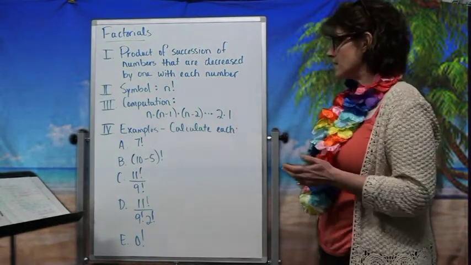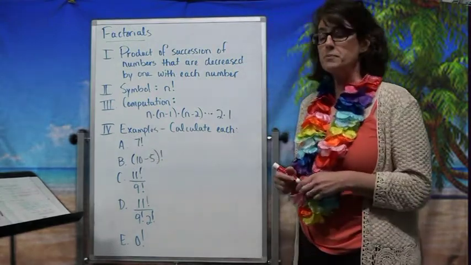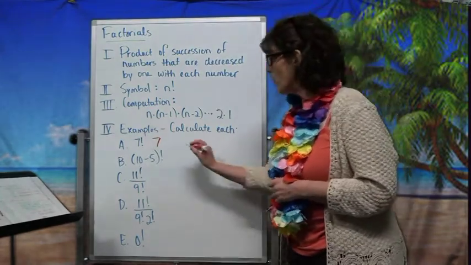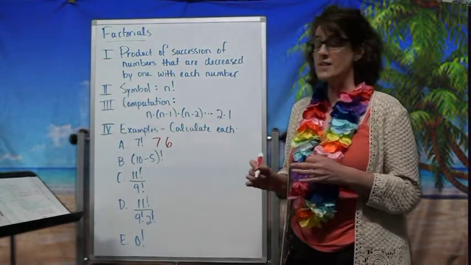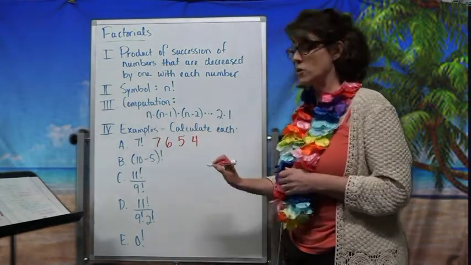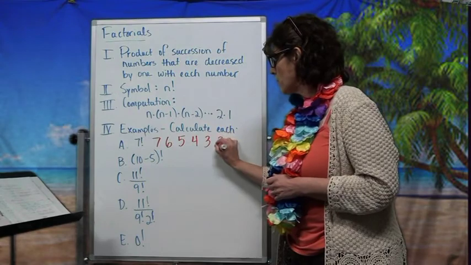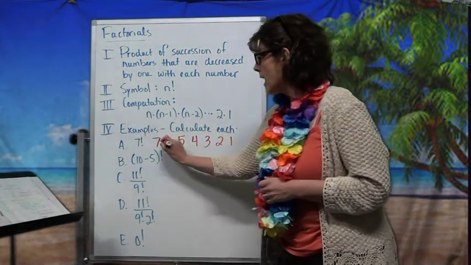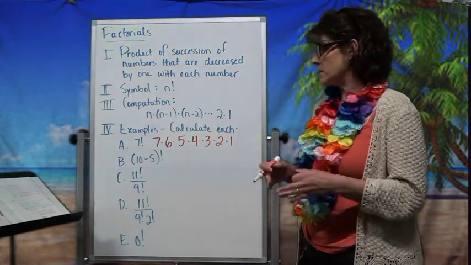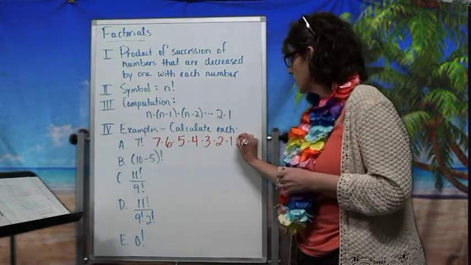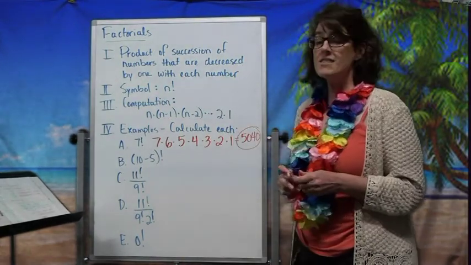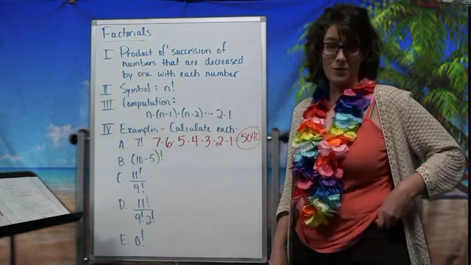So say, for instance, if I see a 7 factorial, what that means is I'm going to take that 7, decrease it by 1 to get a 6, decrease that by 1 to get a 5, decrease that by 1 to get a 4, decrease that by 1 to get a 3, decrease that by 1 to get a 2, and decrease that by 1 to get a 1. And I'm going to multiply all of these numbers together. Now, when you multiply 7 times 6 times 5 times 4 times 3 times 2 times 1, you get 5,040. So that is the answer to 7 factorial.